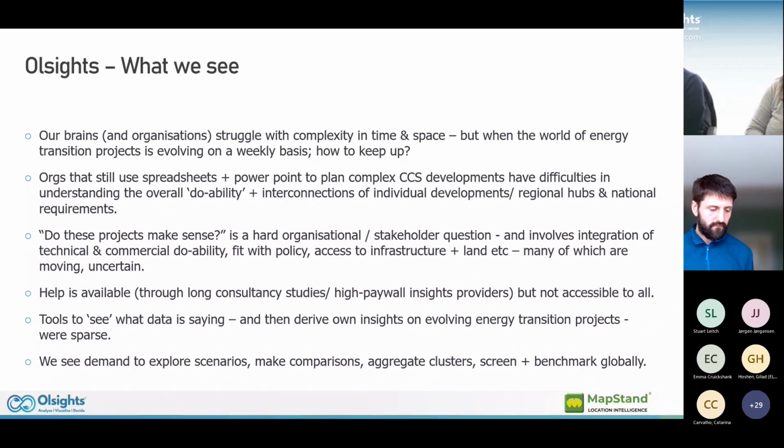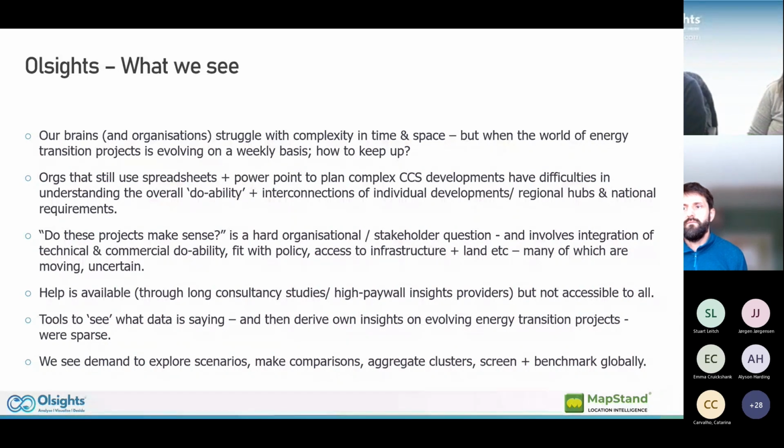I think organizations that still use spreadsheets and PowerPoints to plan complex developments will have difficulties in understanding the overall doability and the interconnectedness of different aspects of development, particularly across regional hubs and national scenes. The question of whether a project makes sense in any case is quite a hard organizational and stakeholder question to answer. It always involves integration of technical and commercial doability, and fit with policy. Can you access infrastructure? Can you get a grid connection? Can you get across land and things like that? And particularly in energy transition, many of these things are moving and uncertain.